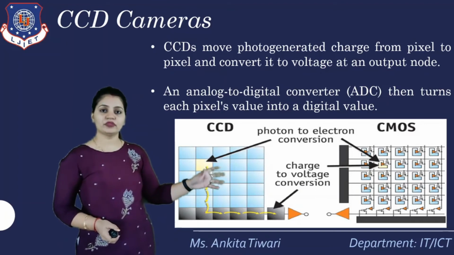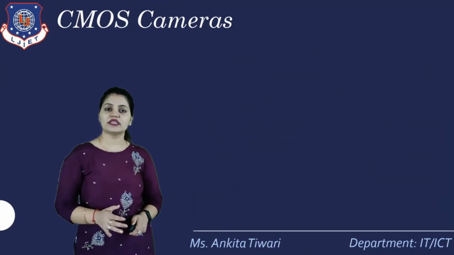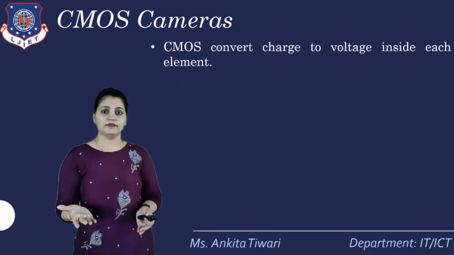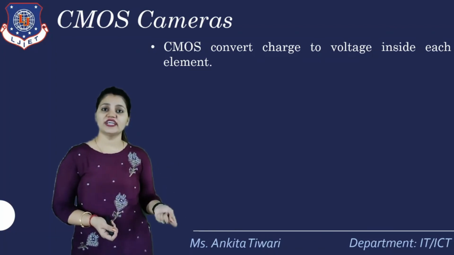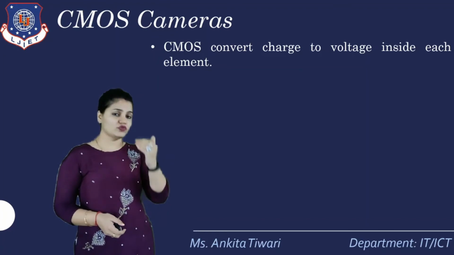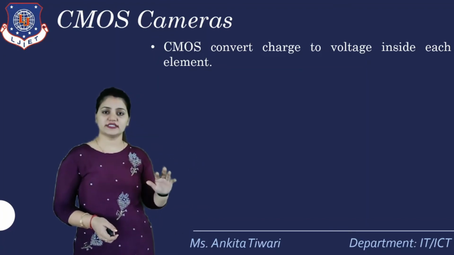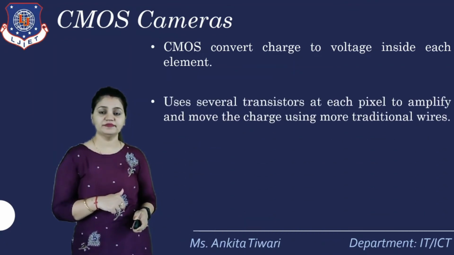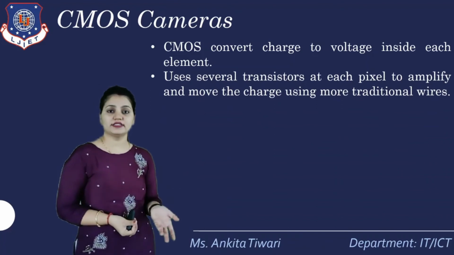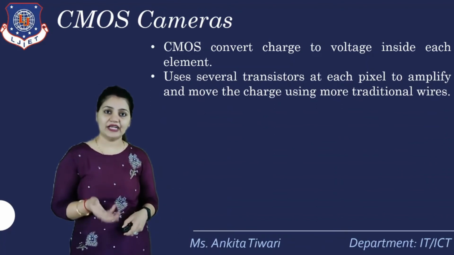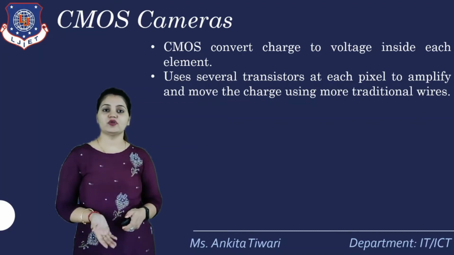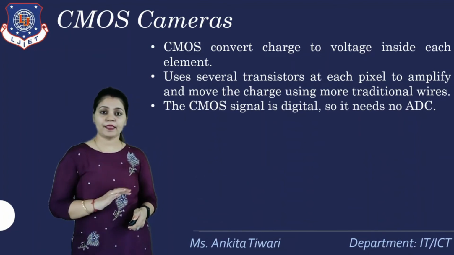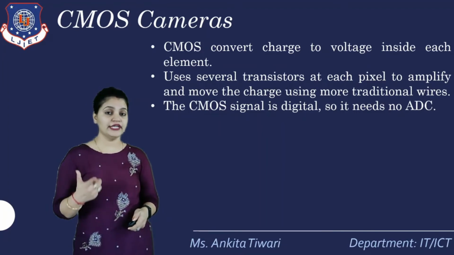So this is how the CCD works with respect to CMOS. The same thing that a CCD has done, CMOS is doing, but with a different process. Here CMOS converts charge to voltage inside each element. In a CCD the charge flows from one element to another for the whole system, but here it is charge to voltage inside each element. It uses several transistors at each pixel to amplify and move the charge using more traditional wires. So the CMOS signal is digital and needs no ADC, no A to D converters, whereas the CCD has the need of A to D converters.